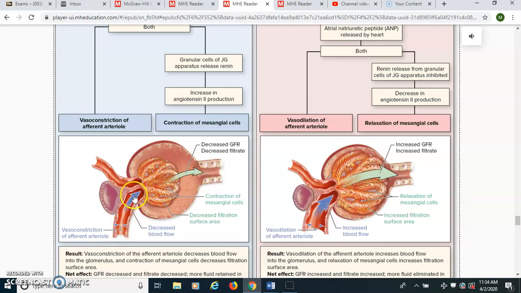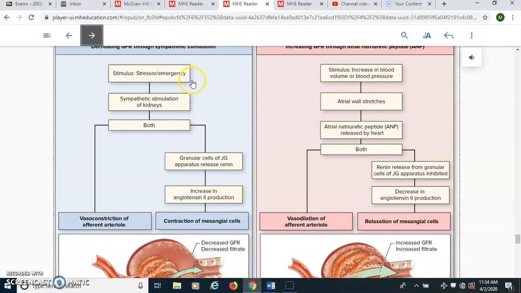So with this vasoconstriction of the afferent arteriole and the mesangial cells contracting, we get a decrease in glomerular filtration rate. So we wouldn't lose as much of our fluid, and we would try to get our blood volume back up, which will also help increase our blood pressure. Again, if we're in a state where it's an emergency, we have hemorrhage.